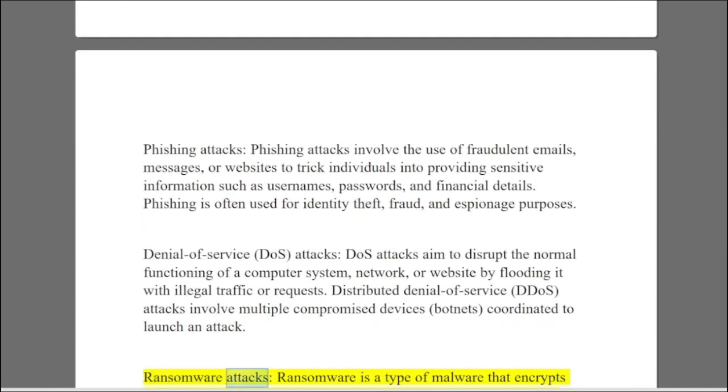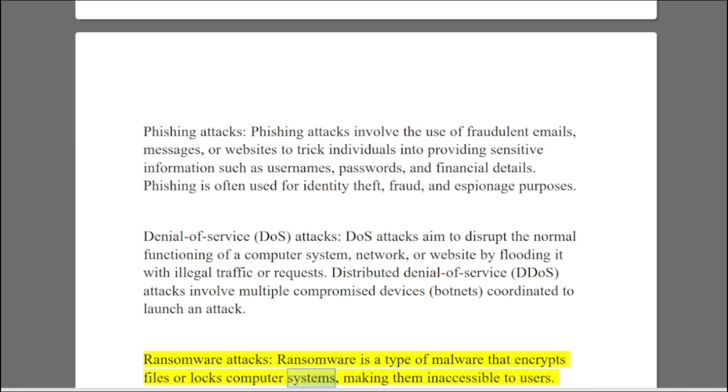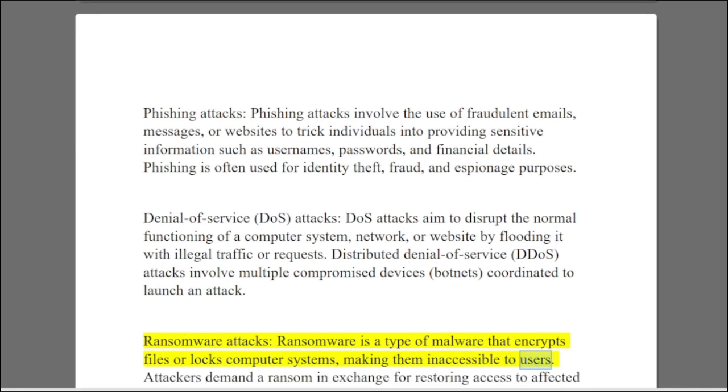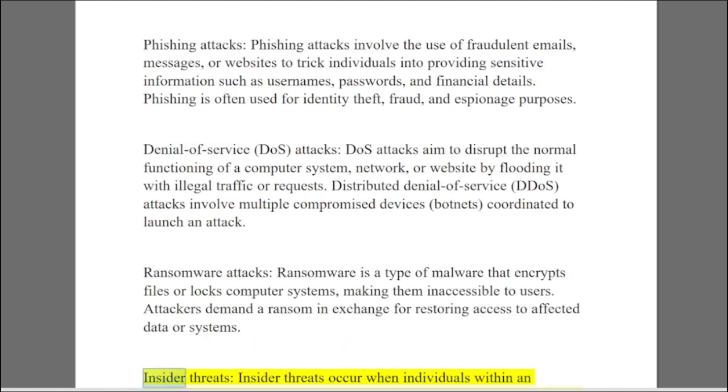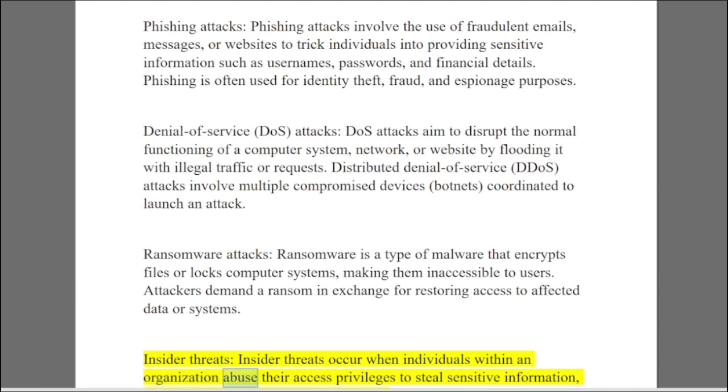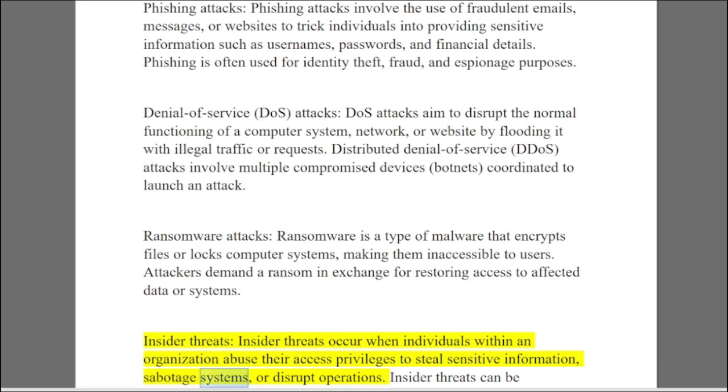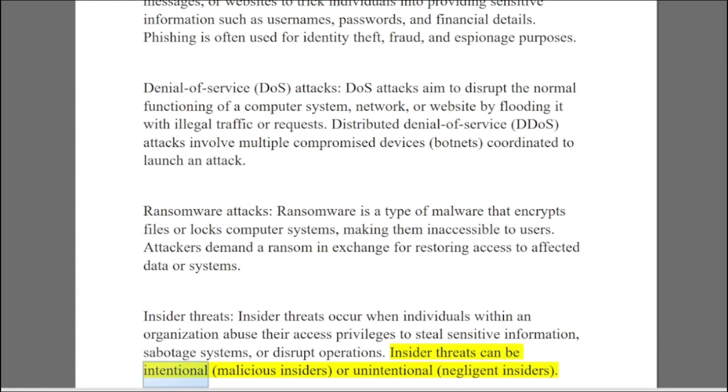Ransomware attacks. Ransomware is a type of malware that encrypts files or locks computer systems, making them inaccessible to users. Attackers demand a ransom in exchange for restoring access to affected data or systems. Insider threats. Insider threats occur when individuals within an organization abuse their access privileges to steal sensitive information, sabotage systems, or disrupt operations. Insider threats can be intentional, malicious insiders, or unintentional, negligent insiders.